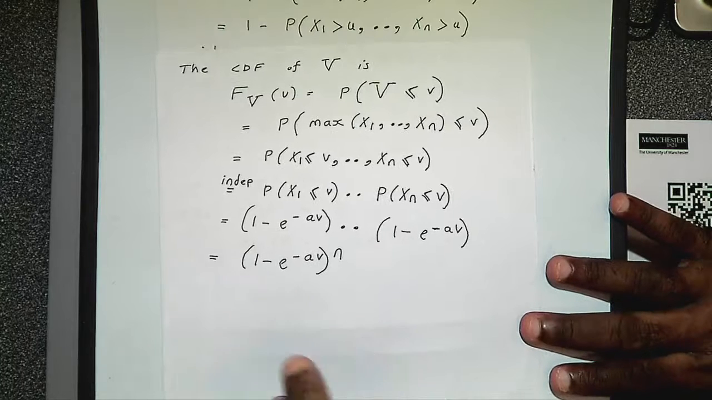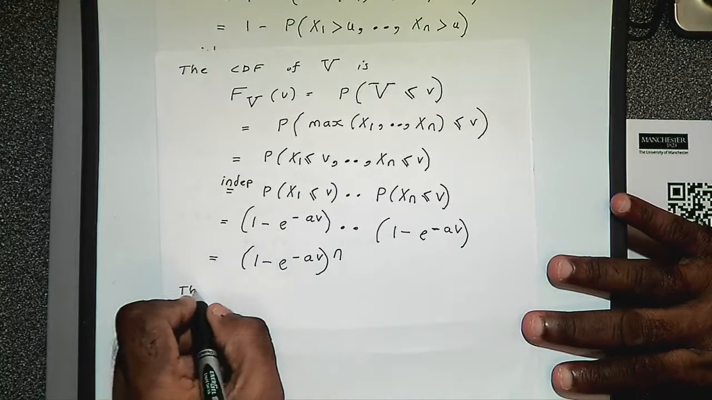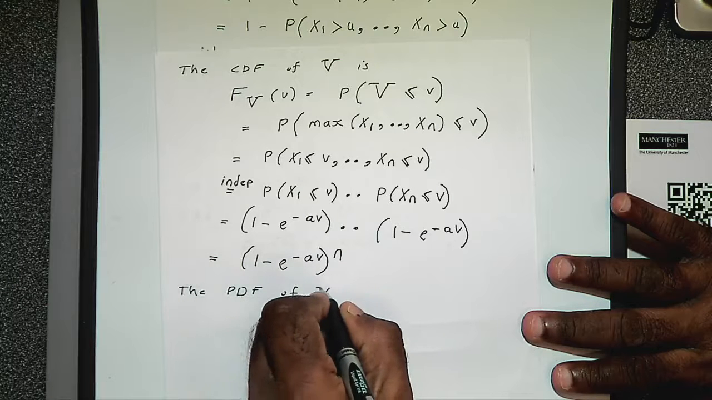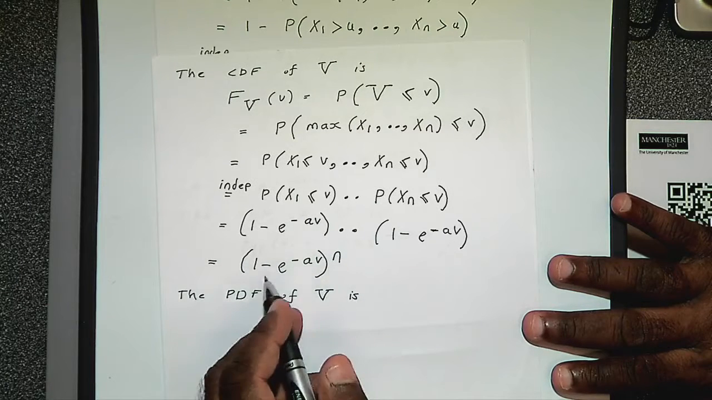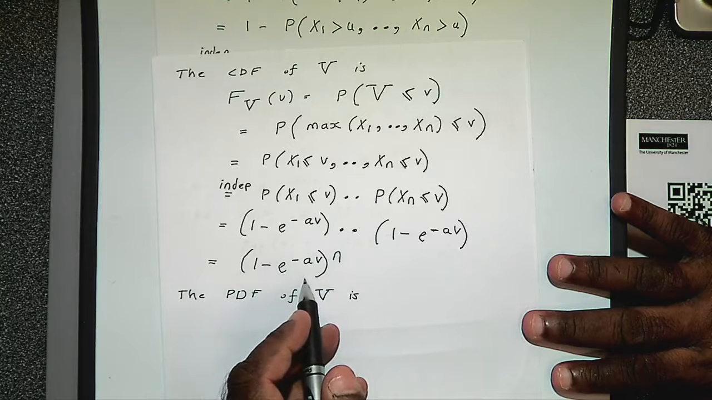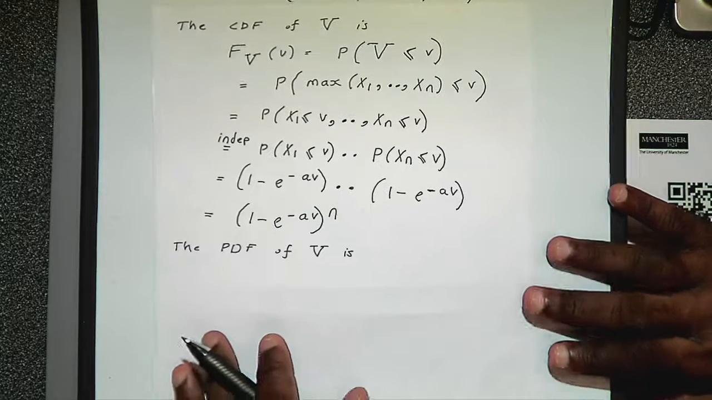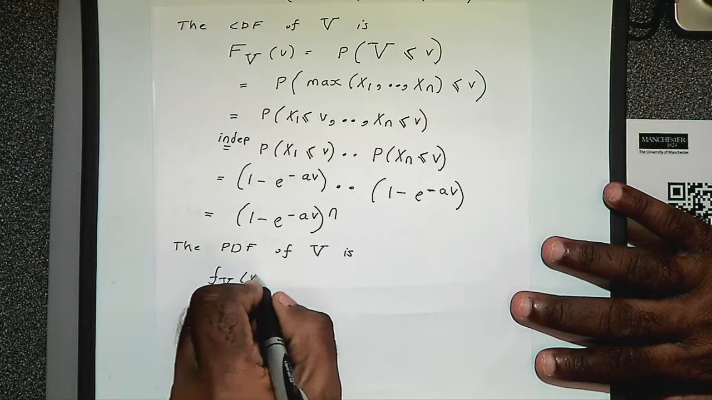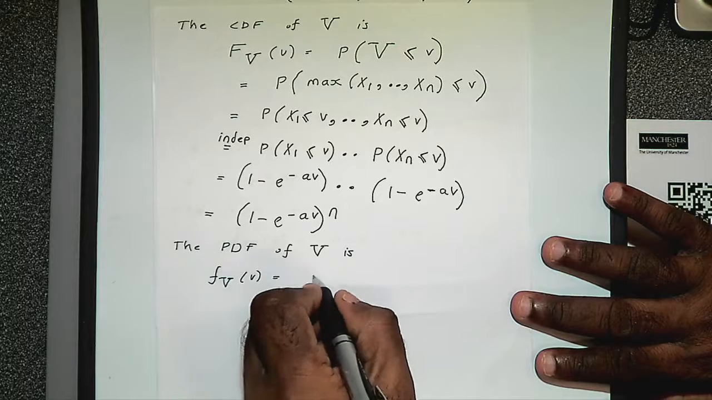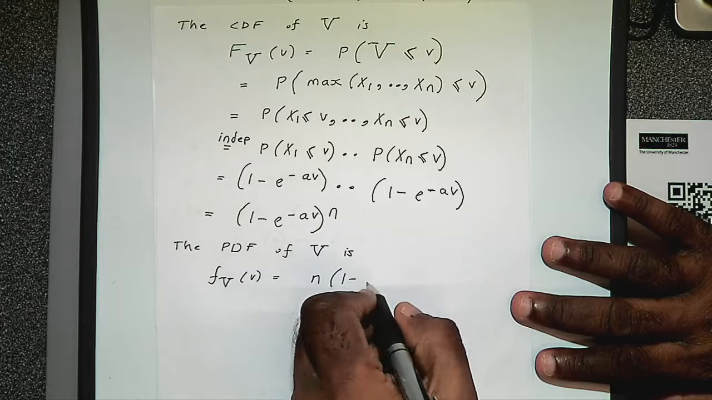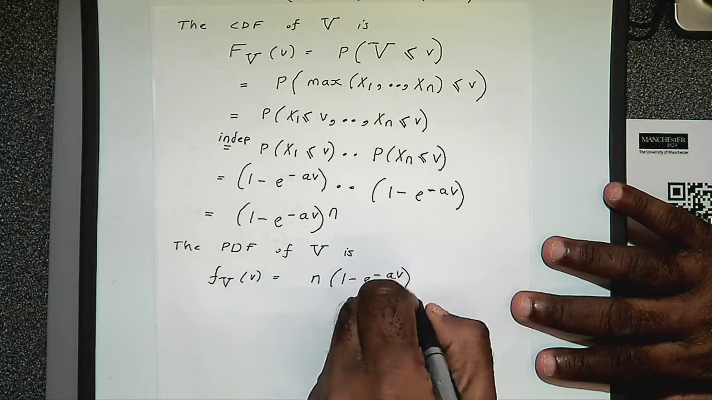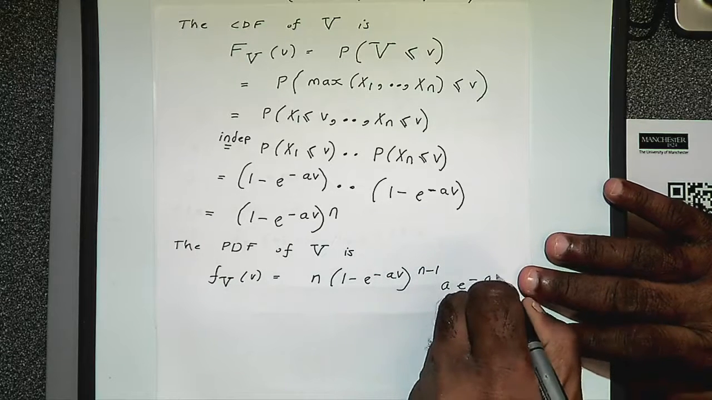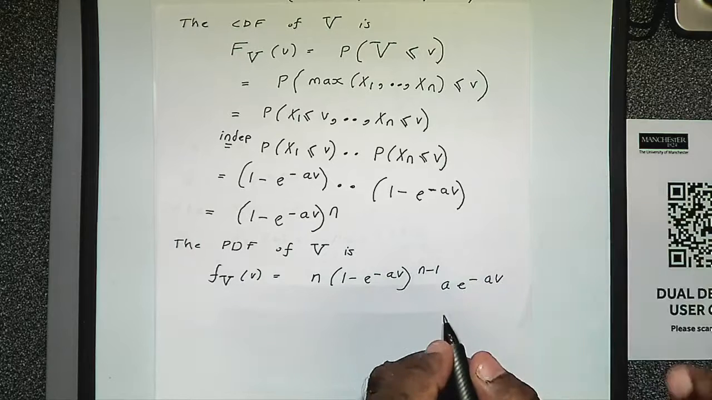All right. Now the PDF of V, you just differentiate this with respect to V, right? And if you do that, if you differentiate this, you get n times a e to the minus a v. Okay, this is what you will get.